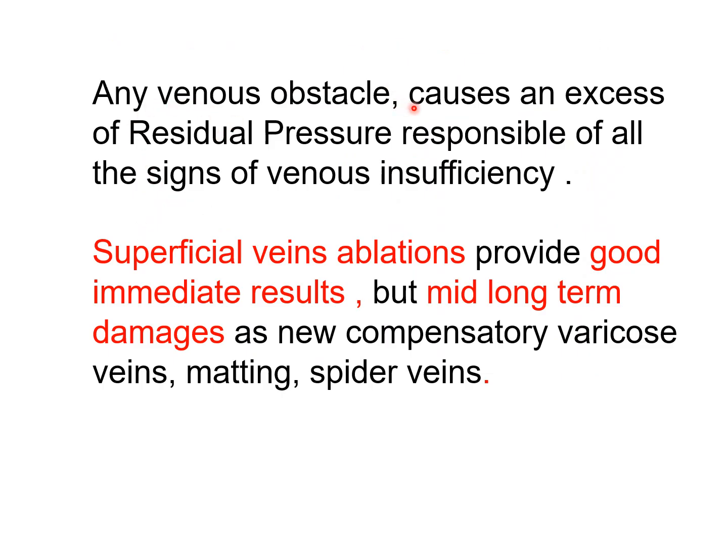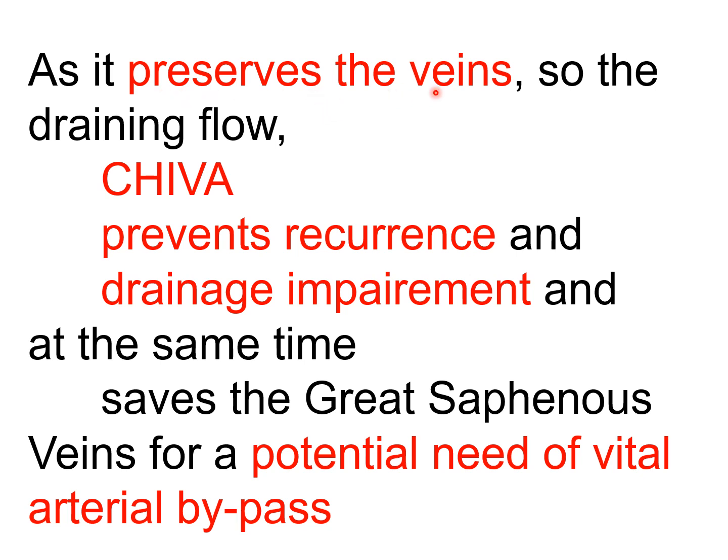Any venous obstacle causes an excess of residual pressure responsible for all the signs of venous insufficiency. Superficial vein ablation provides good immediate results, but mid- to long-term damage such as new compensatory varicose veins, matting, and spider veins. As it preserves the veins, and so the draining flow, Shiva prevents recurrence and drainage impairment, and at the same time saves the great saphenous vein for a potential need of vital arterial bypass.